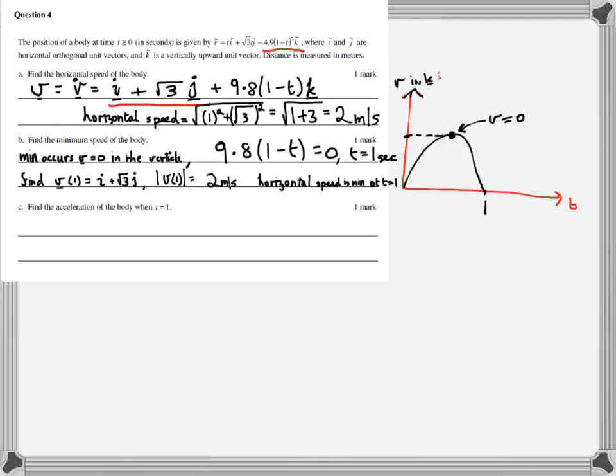Alright, part C, find the acceleration of the body at t equals 1 second. Well, this is the r double dot, second derivative, and we get negative 9.8 in the k direction at t equals 0. Should be t equals 1. Okay, and the acceleration is just 9.8 meters per second squared vertically downwards, because we've got a projectile motion situation. So regardless of what time it is, in fact it could have been t equals 10 seconds, we will have still an acceleration of 9.8 meters per second squared. Fantastic.